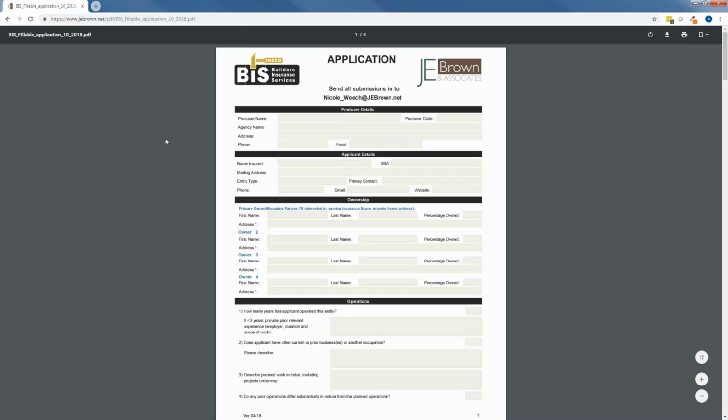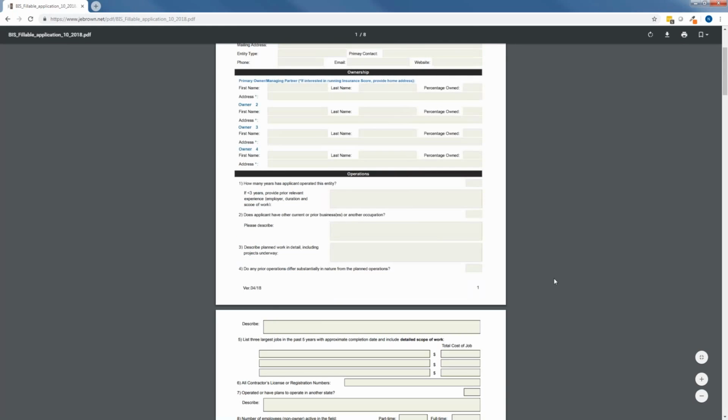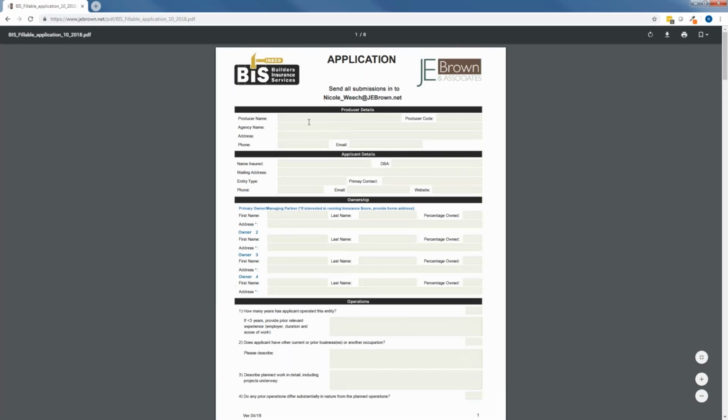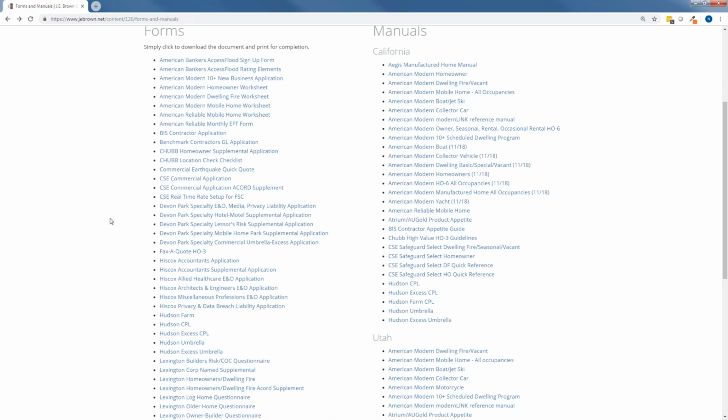Now, this is a completely fillable application. You can either print this out, or you can fill it right here on your computer. Once you have that information all filled out, we do ask you to send those to Nicole Weech. She'll be handling all these. Obviously, you have my information as well, and Sabreena will share hers. But Nicole is going to be your contact, especially for submitting these applications, getting you quotes, and hopefully getting you some binders.